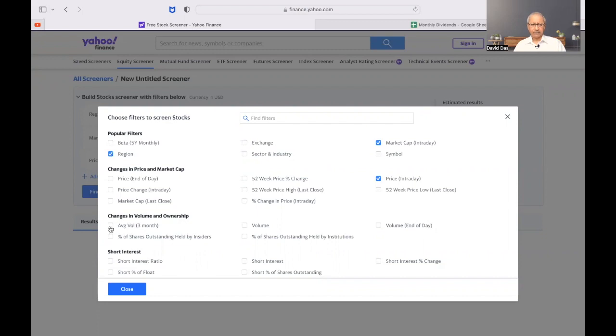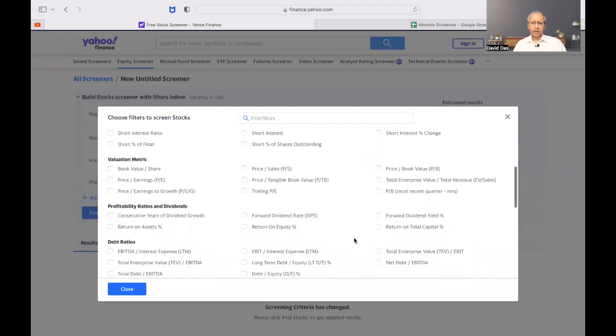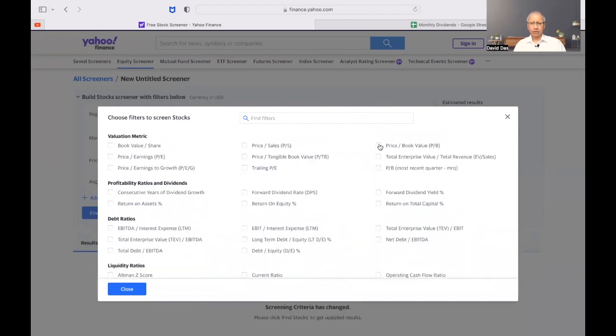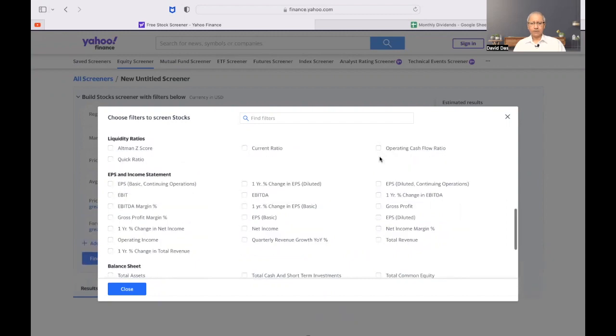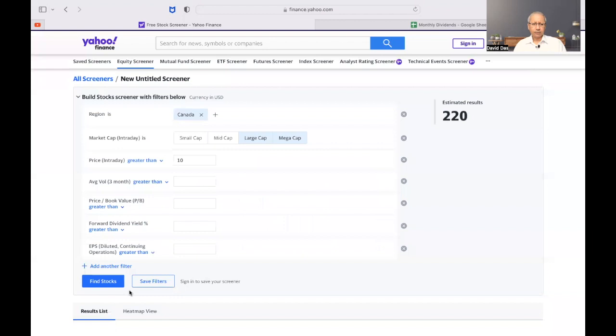The next one is average 3 months volume. Then I'm going to enter P/B ratio, which is the price to book value ratio, forward dividend yield. The next one is earnings per share. I close. So we now have 7 rules. 1, 2, 3, 4, 5, 6, 7.